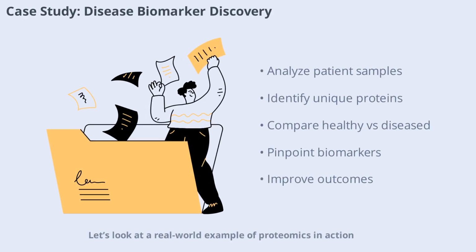Let's look at a real-world example of proteomics in action. In disease biomarker discovery, researchers analyze patient samples to identify proteins that are uniquely associated with a specific condition. By comparing protein profiles between healthy and diseased individuals, scientists can pinpoint potential biomarkers for early diagnosis and targeted treatment. This case study highlights the practical impact of proteomics data analysis in improving healthcare outcomes.